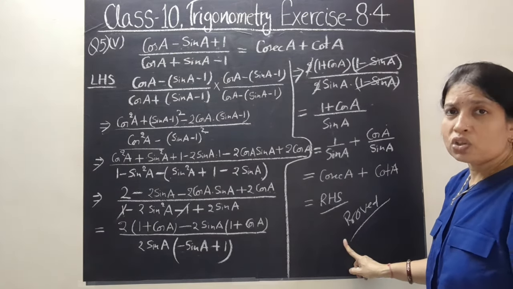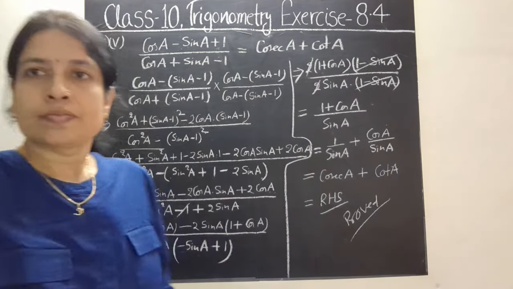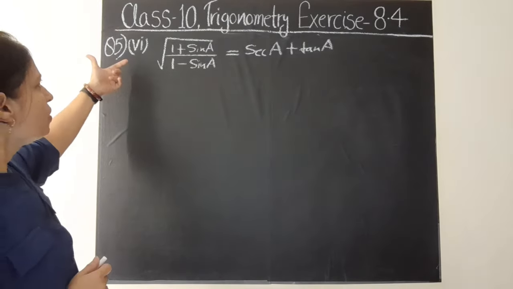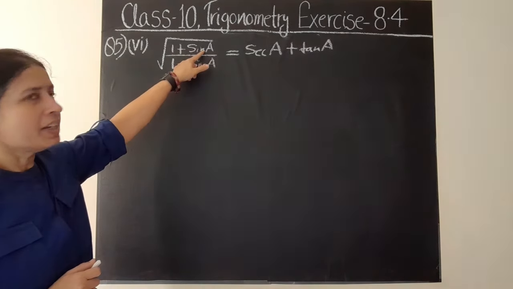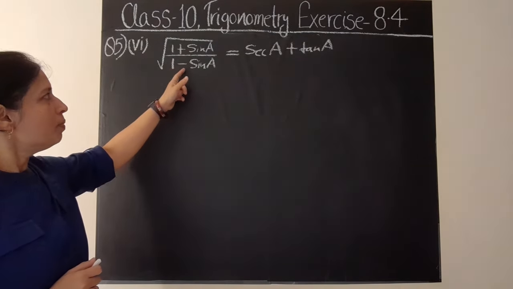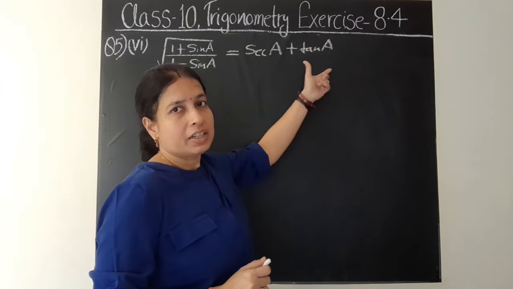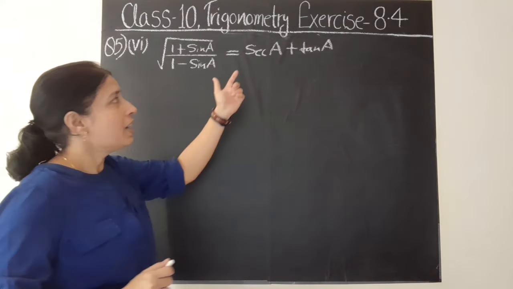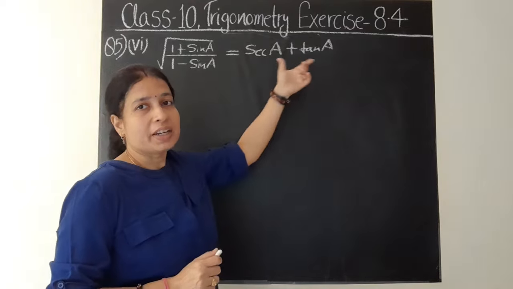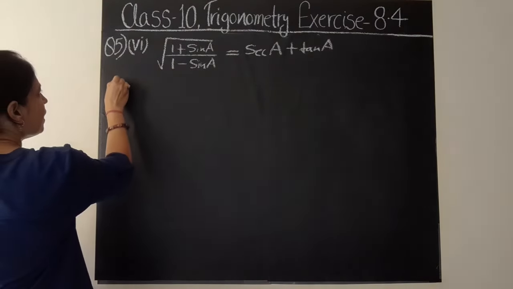This is a very important question, so practice it. The sixth part of question number 5 is square root of 1 plus sin A divided by 1 minus sin A is equal to sec A plus tan A. Here LHS is given in the form of sine and RHS is given in the form of sec and tan. First we take LHS, okay? So take LHS right here.